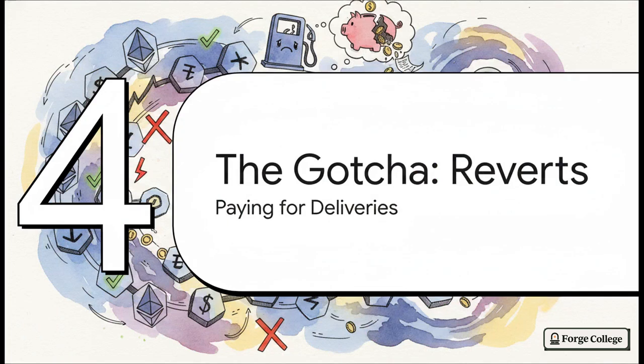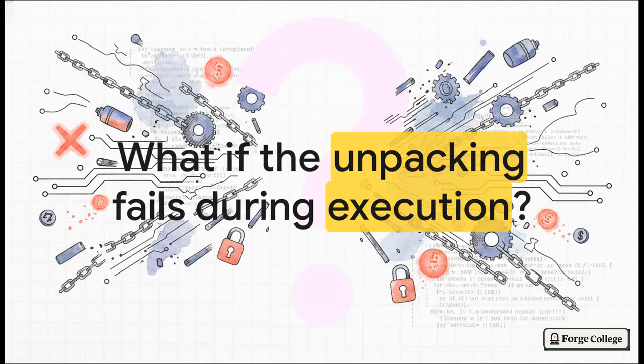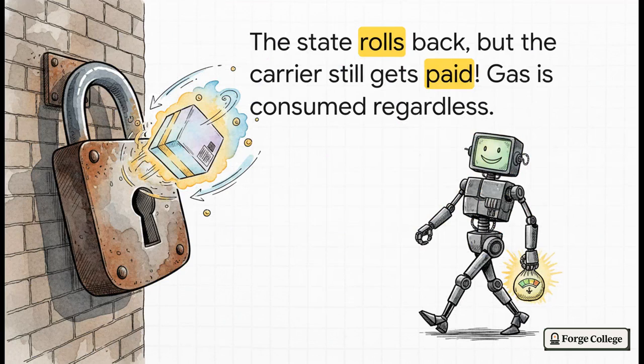Section 4, the gotcha. Reverts, or paying for failed deliveries. So here's a classic beginner question, and frankly, one you've probably sweat over while building your token sale. What actually happens if the transaction fails during the EVM execution? Let's say a require statement triggers, or an internal contract call just outright fails. Here is the painful punchline. The state rolls back, but gas is still consumed. Yep, the carrier still gets paid.